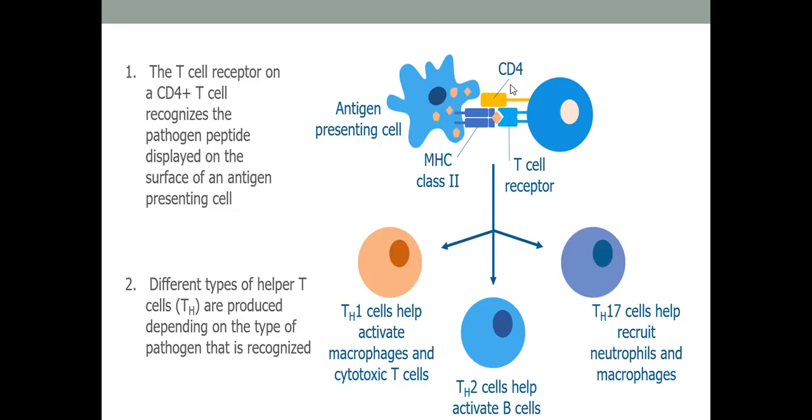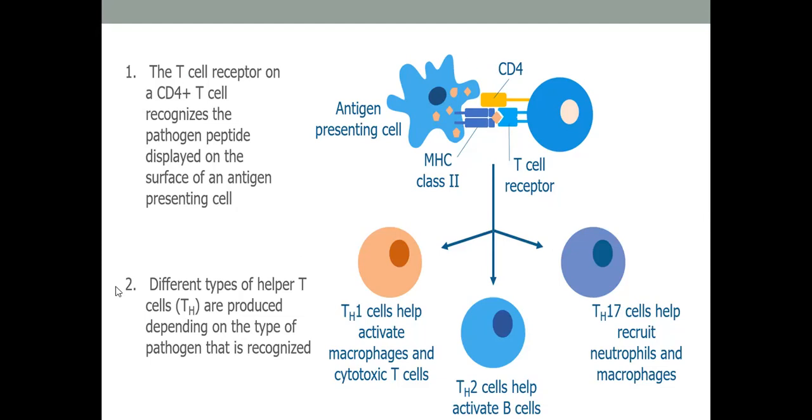The T cell receptors on CD4 T cells recognize the pathogen peptide displayed on the surface of antigen presenting cells. This antigen presenting cell is recognized by the CD4 cells. You can see that this is the T cell receptor and this is the antigen presenting cell. This T cell receptor possesses the CD4, and the antigen presenting cell presents the antigen on its surface.